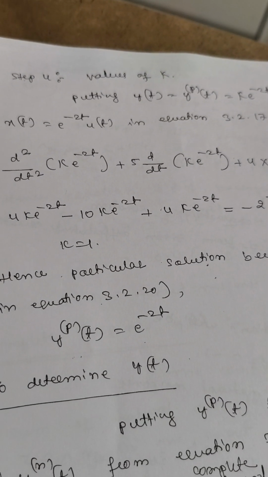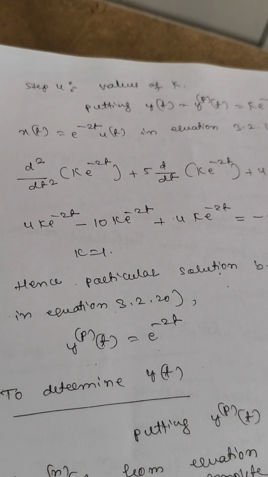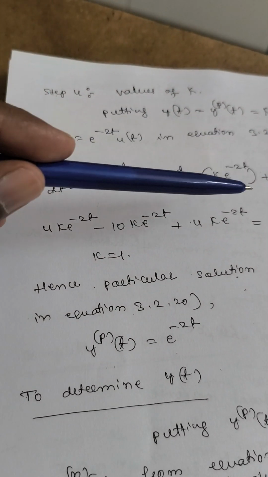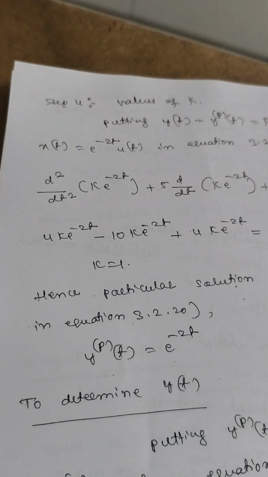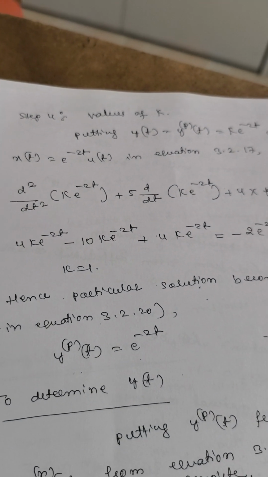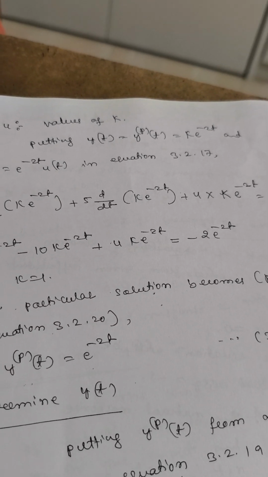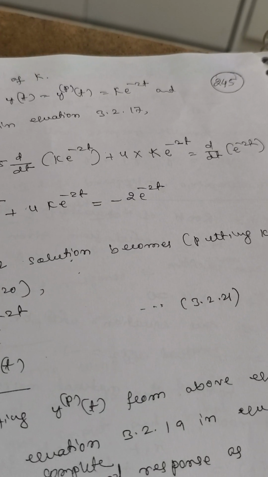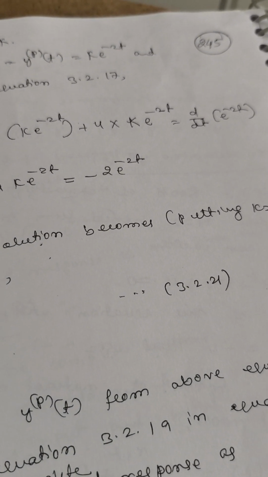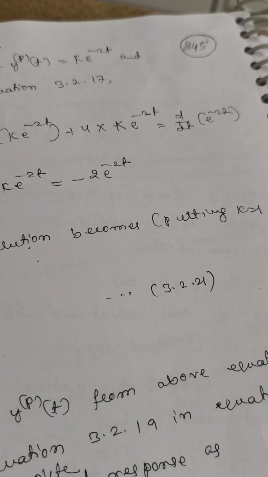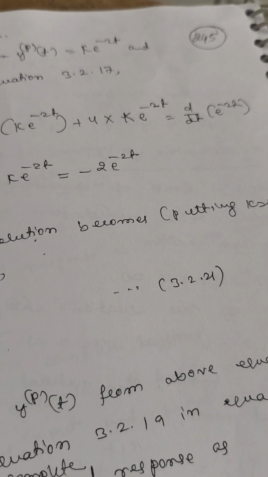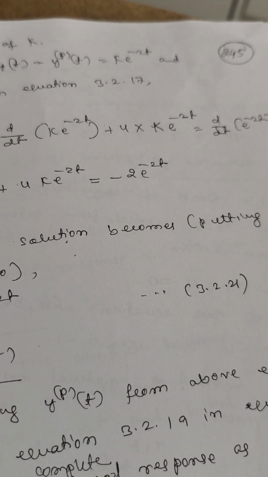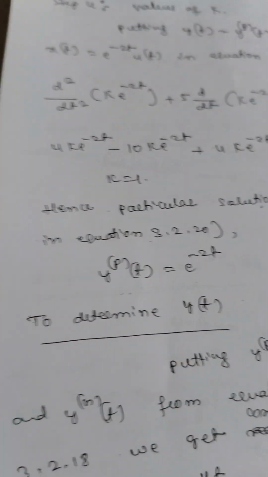Then the differentiation of k into e raised to minus 2t. Here we are differentiating with respect to what? We are differentiating with respect to t. Therefore it becomes 10k into e raised to minus 2t plus 4k into e raised to minus 2t, equal to minus 2. Here also we have to do the differentiation, dt with respect to dt. When we differentiate it with respect to t, we get minus 2 e raised to minus 2t. That is how we get this equation.